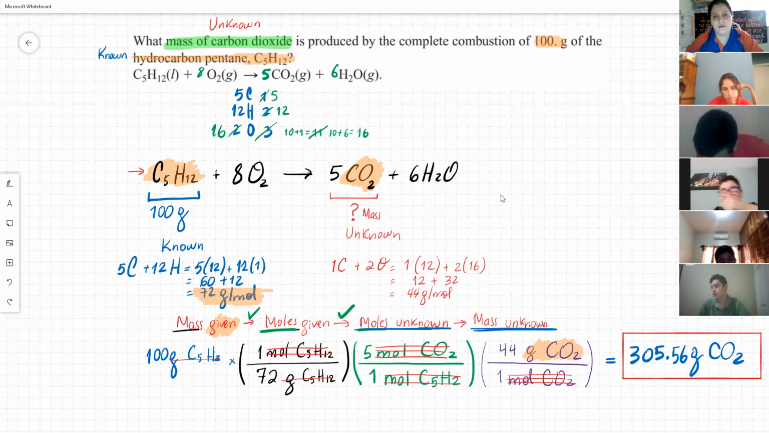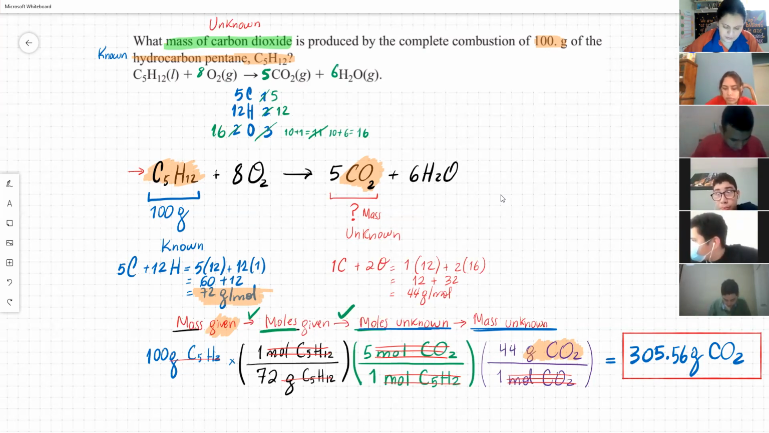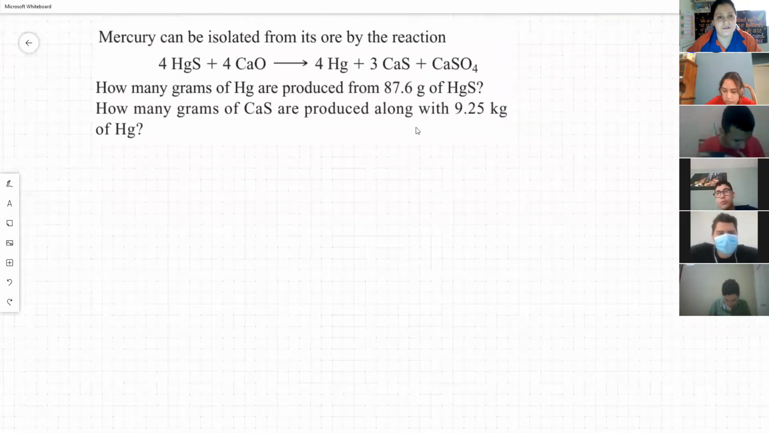Now, let's take a look. Do you have a doubt on this exercise? Do you have a doubt on this exercise? No. So let's move into the other exercise because I want you to have more explanations just in case you need it.